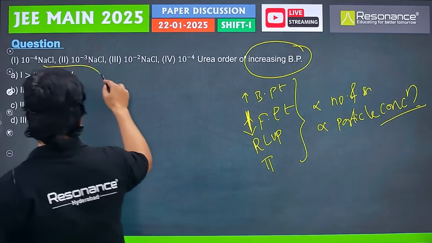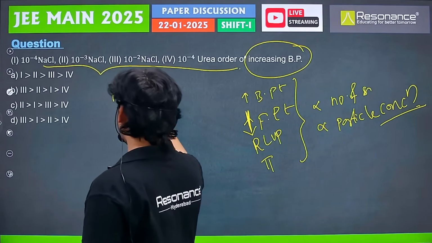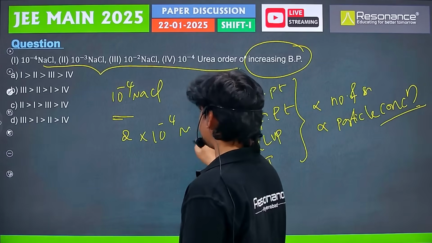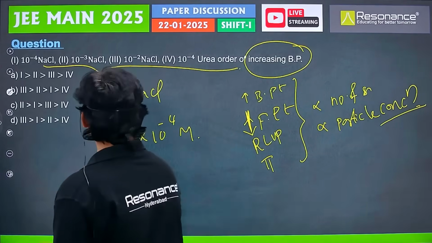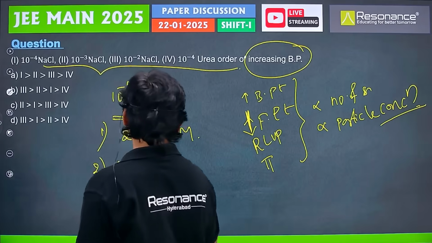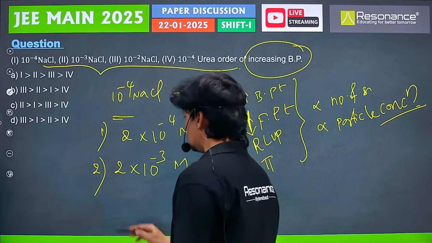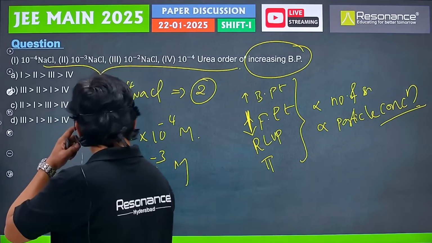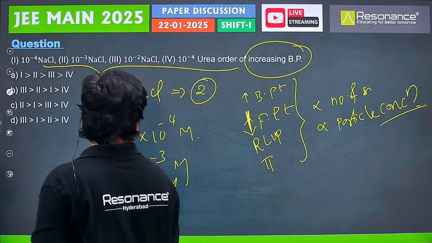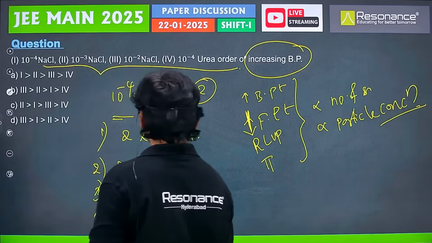Here we have to calculate the particle concentration. For 10 power minus 4 NaCl, the particle concentration is 2 into 10 power minus 4 m. In the second option, it is 2 into 10 power minus 3 m, because it has 2 particles. The third one is 2 into 10 power minus 2 m. Fourth one, urea, 1 particle, it does not undergo dissociation.